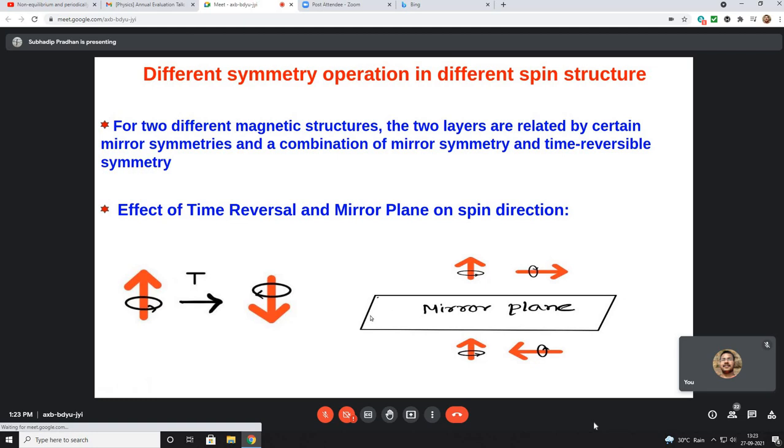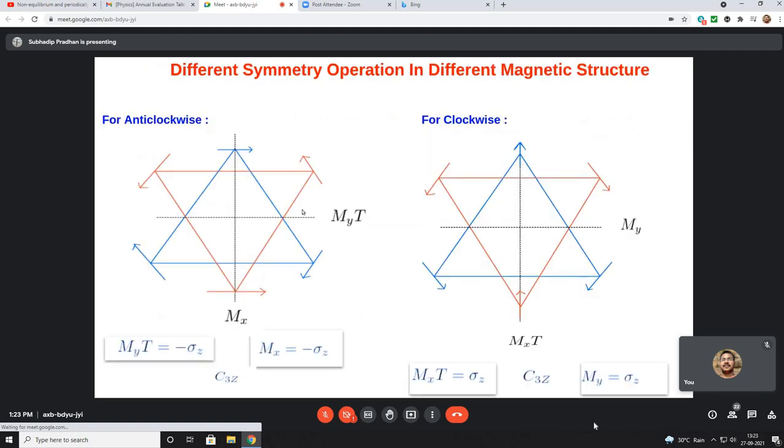But what is the effect of the mirror plane? Let's say we have a mirror plane. If a moment is perpendicular to the mirror plane, the direction of the moment will not flip. But if it is parallel to the mirror plane, it will flip. That is the basic thing: under time reversal and a mirror plane, how the moment transforms. And for our structure, we have two structures, anti-clockwise and clockwise. This is the anti-clockwise structure.